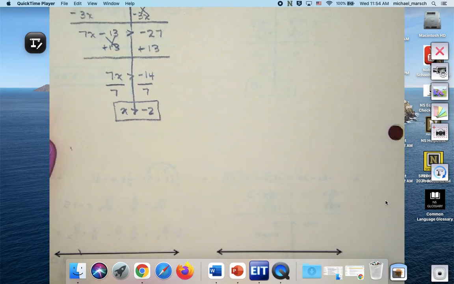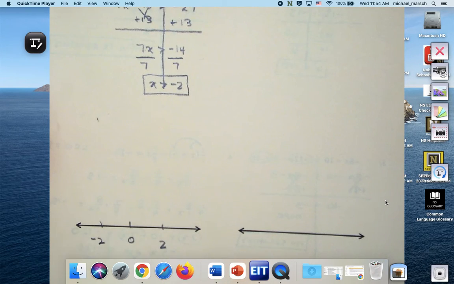Okay. So then I've got my negative 2, my 0, and my 2. Open or closed circle? Open. Shade to the right or the left? Right. Yep, these are all the numbers that are greater.